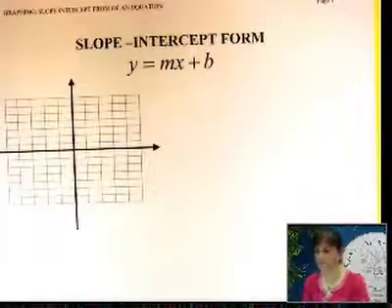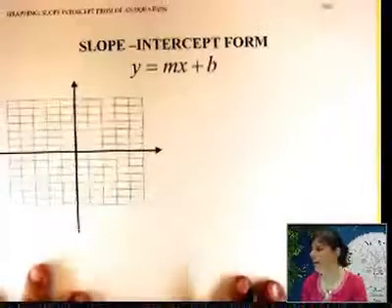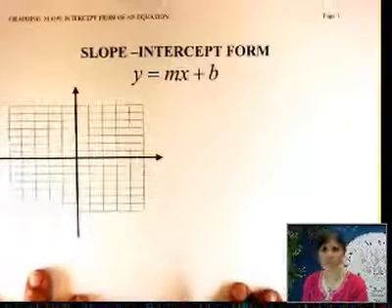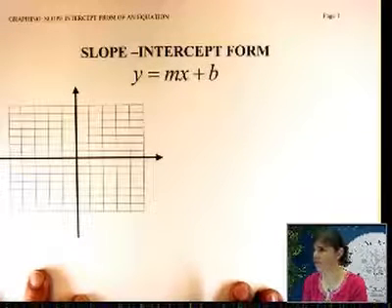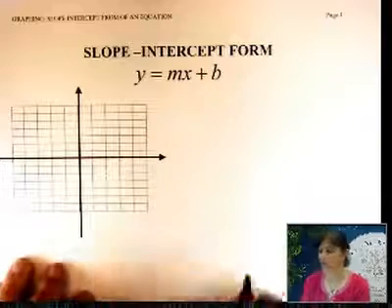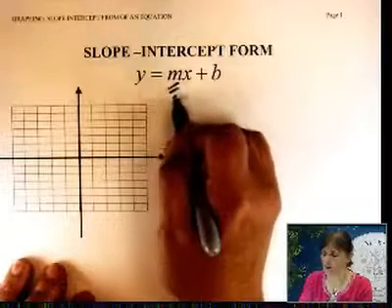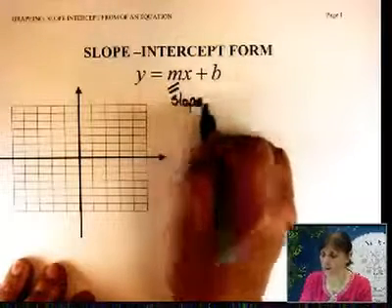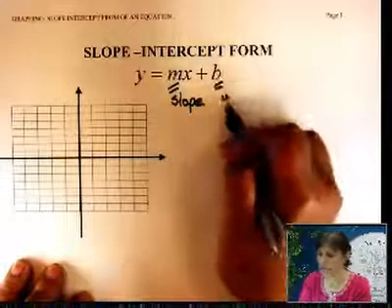Okay, the first thing, slope-intercept form of a line. y equals mx plus b. This is a fairly easy concept for most students. m is the slope. b is the y-intercept.